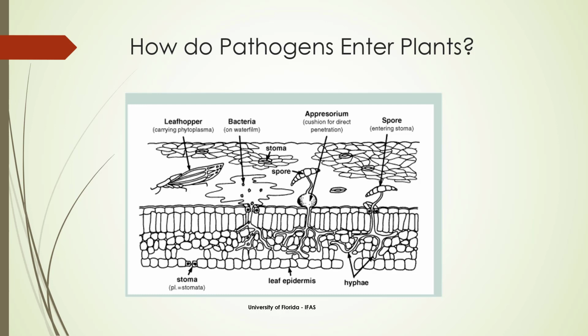So here's some different ways that diseases can enter into a plant leaf. And so a spore enters the stoma. Hyphae are long branching structures of a fungus, and an appressorium is actually the flattened, thickened portion of hyphae, and you can see that is able to penetrate into the leaf. Bacteria will enter through a stoma or some natural opening or wound. It has to have water associated with it, and leafhoppers spread phytoplasma, which are organisms closely related to bacterial disease.